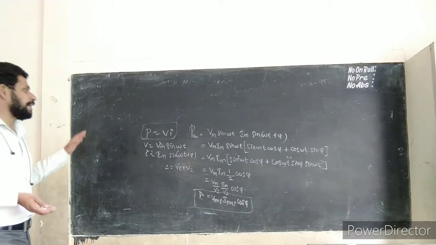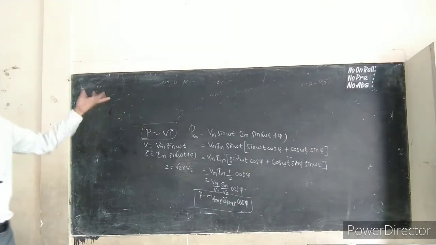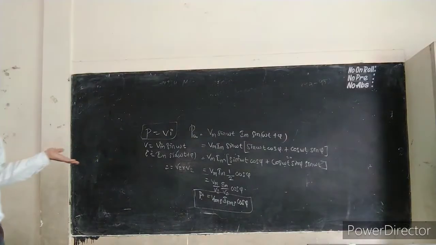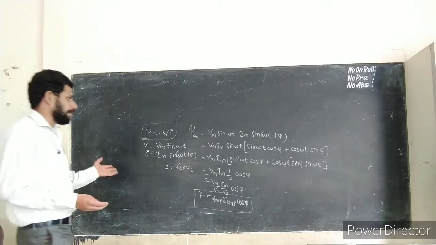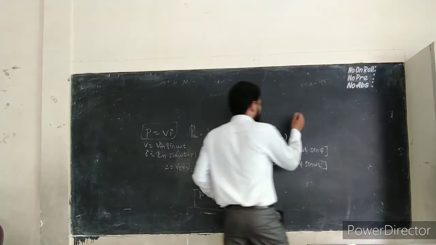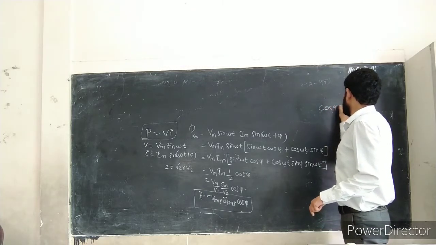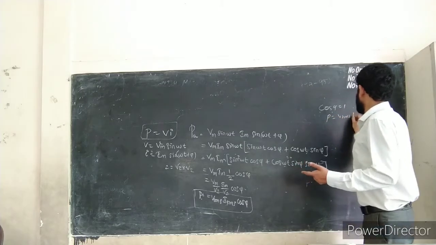Whenever there is the pure resistor case, both are in phase. So cos phi will be equal to 1, and the average power will be equal to Vrms Irms. When it is purely resistive, the phase angle cos phi will be equal to 1, then P equals Vrms Irms.